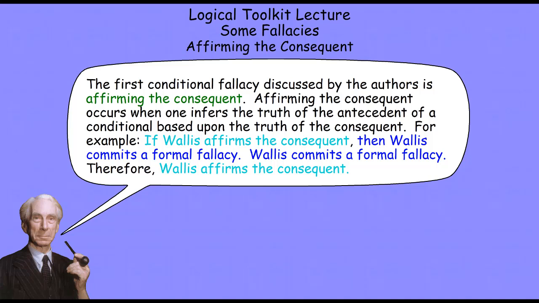For example, I could commit the fallacy of denying the antecedent, the next fallacy that we'll look at. And if I did that, then that first premise is true. The second premise is true. I did commit a formal fallacy. But that third premise is not true.